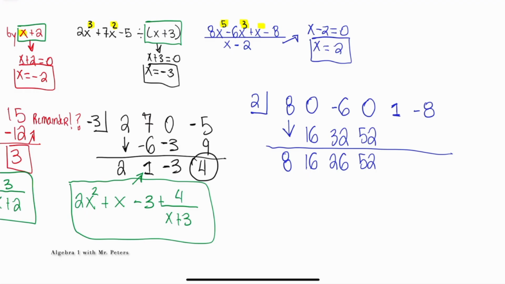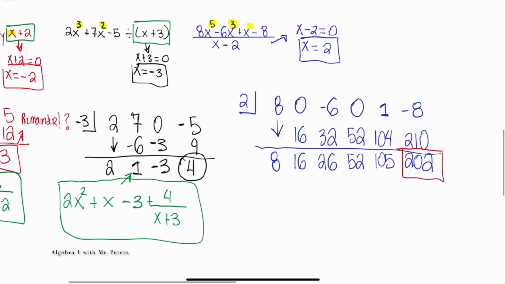Now we multiply again. We have 52 times 2, 104. 1 plus 104 is going to give us 105. And then once we multiply again, 105 times 2, what we're going to get is 210. And then from this step, when we add -8 and 210, we're going to get 202. So similar to our other two examples, we also have a remainder. And again, when we look at our exponent powers, we have x to the fifth power divided by x. So we know our answer is going to start off with x to the fourth power.